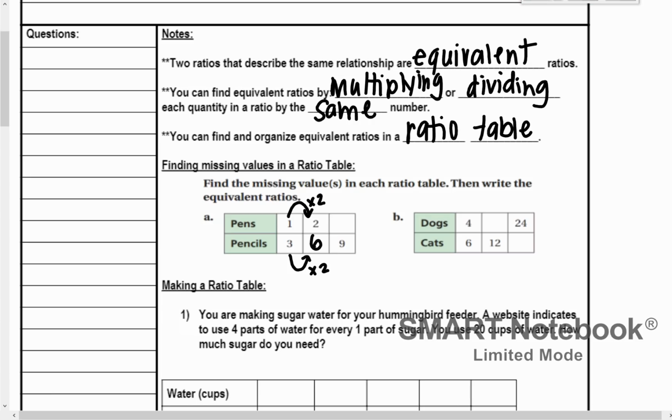Now we're going to do the same idea for the last value. So we have an empty one on the top, so now we have pencils. So we have 3 pencils, and how do we get to 9 pencils? Well, to go from 3 to 9, we multiply by 3. We're going to do the same thing with our pens. Multiply by 3, so 1 times 3 is 3. Right, and that's how you're going to fill in a ratio table.